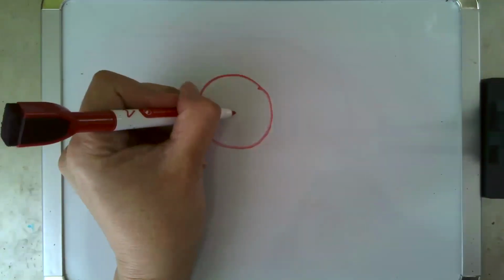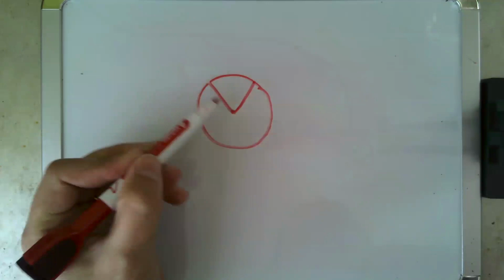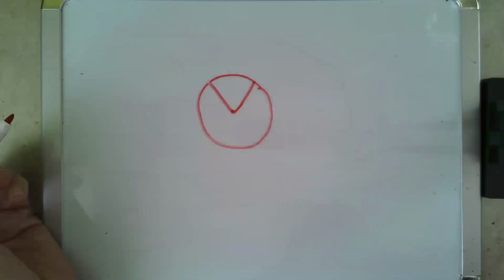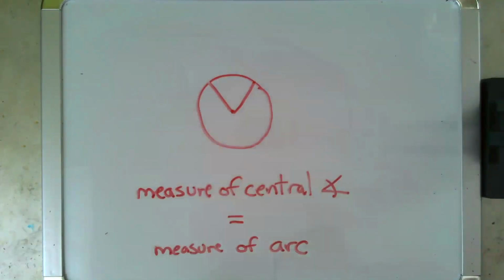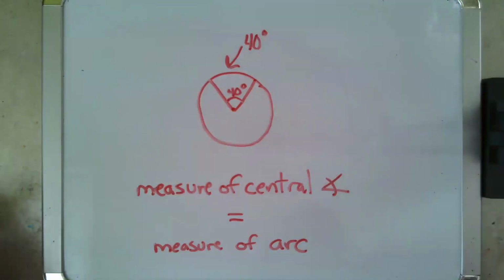I've got a circle. It has a center, and an angle made by connecting that center to 2 points on the circle. This is called a central angle. And the rule here is the measure of that central angle equals the measure of the arc it cuts off. So if the measure of that central angle is 40, that means the measure of that arc is also 40, and vice versa.